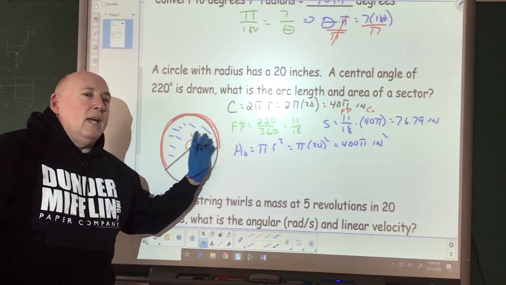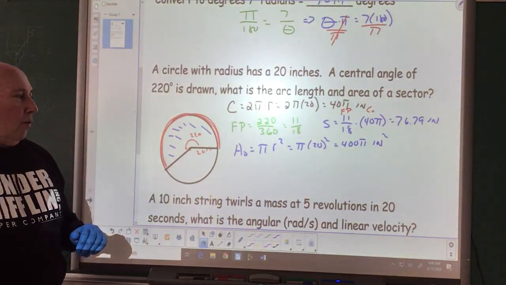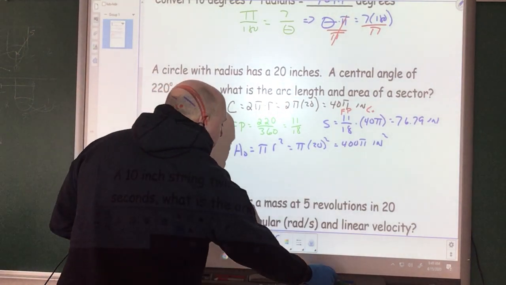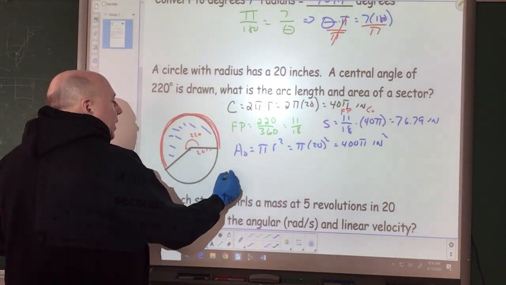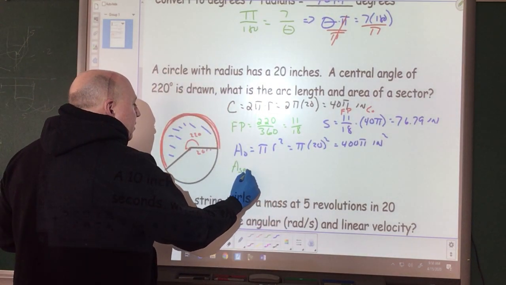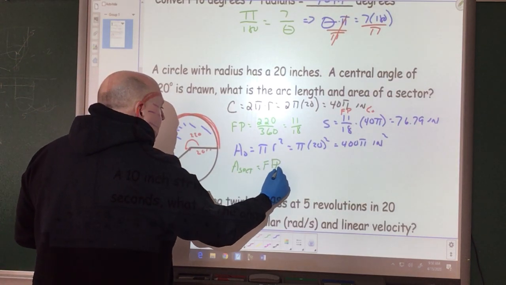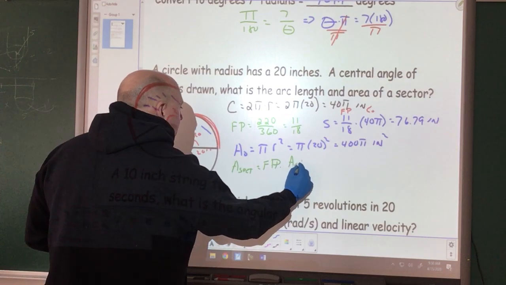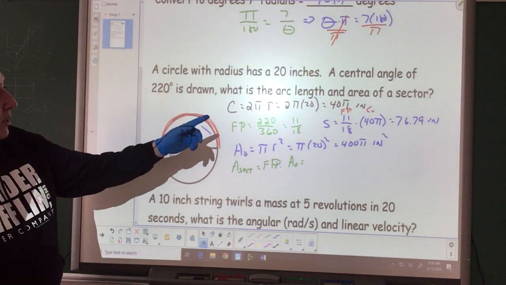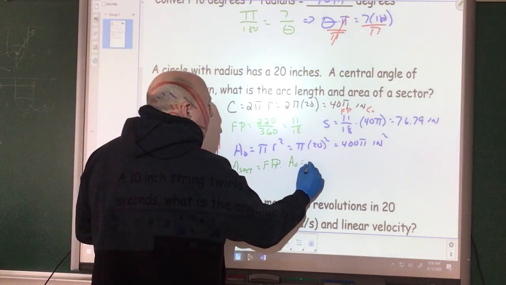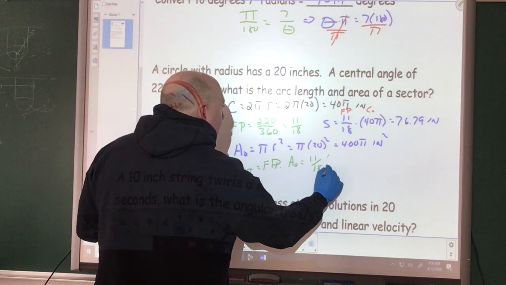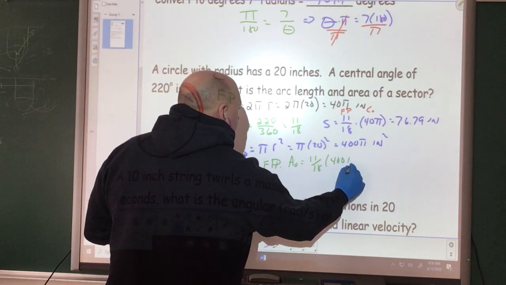And once again, we can take our fractional part. What is our fractional part? Our fractional part from up above, times the area of the circle, gives the area of this sector. Our fractional part is 11 over 18, times 400 pi.